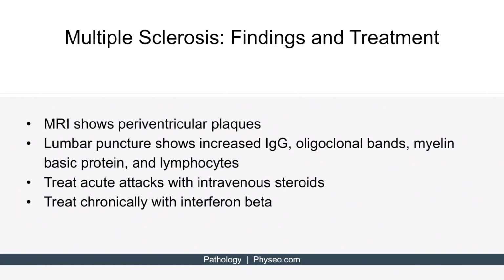All right, now let's discuss findings and treatment. In patients with multiple sclerosis, an MRI will show periventricular plaques, which are areas of demyelination. A lumbar puncture will show increased IgG, oligoclonal bands, myelin basic protein, and lymphocytes. Treatment can be broken down into two categories, acute and chronic. Acute treatment requires IV steroids, and chronic treatment includes interferon beta.